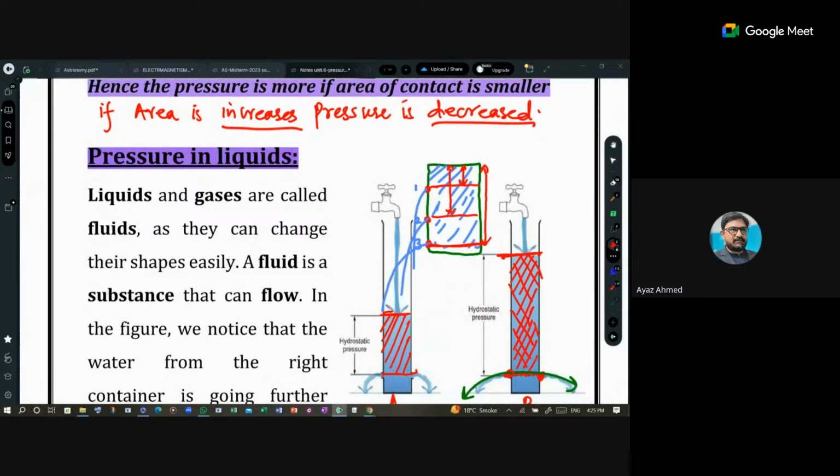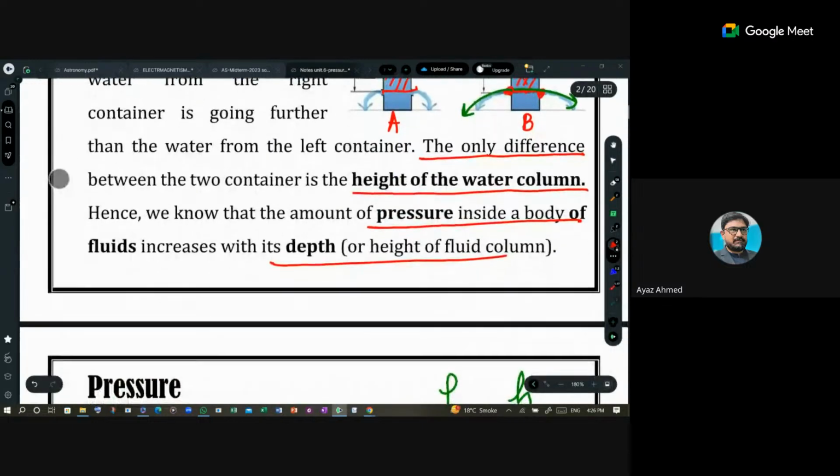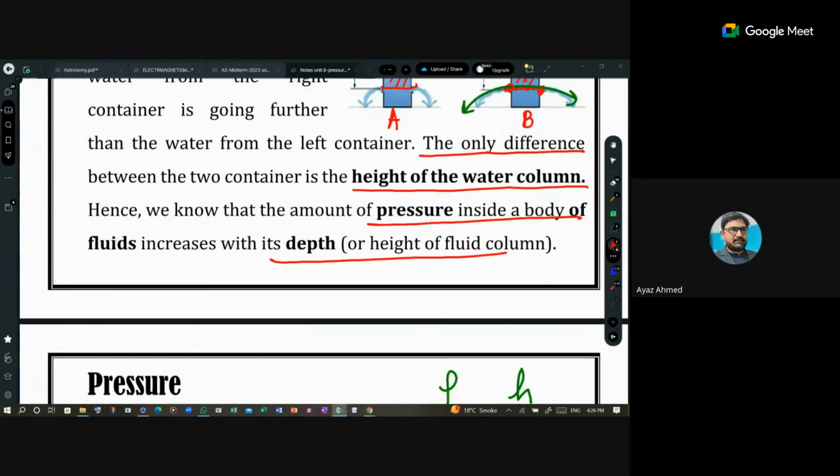Then we have another concept: pressure of liquids, which is based on pressure in fluids. All the fluids have some pressure, like they exert some force on their base where they are being filled. They apply some force or pressure on the container. When we talk about liquid, pressure is due to the height of the column.